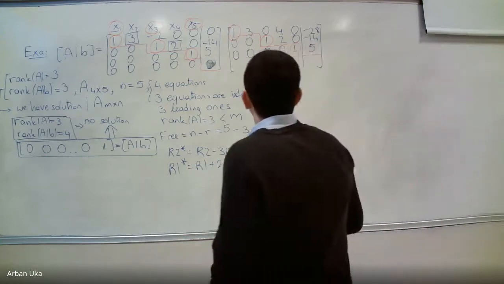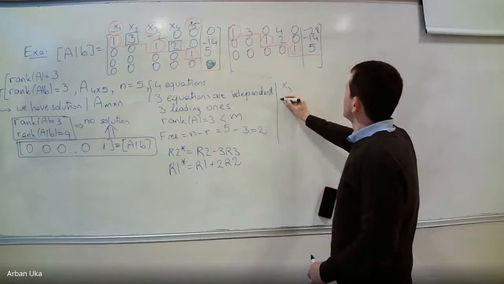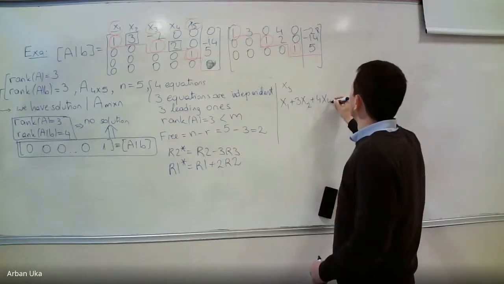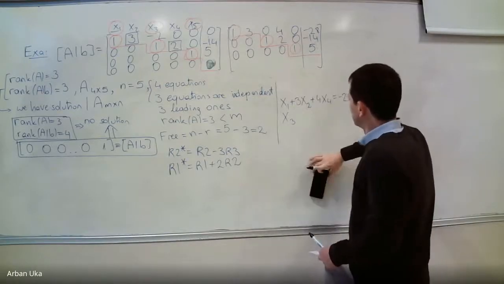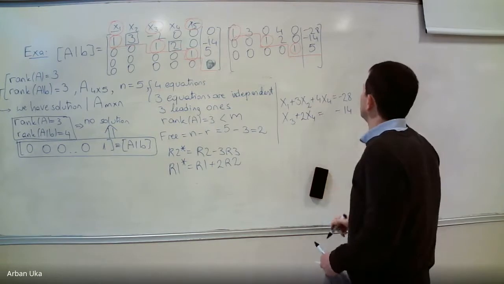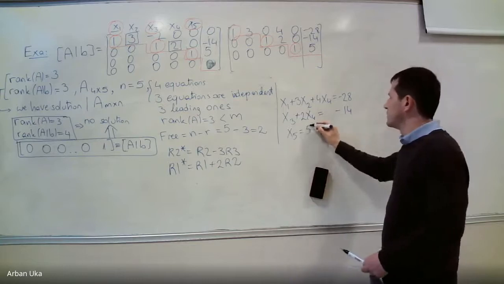If you write down the equations that we obtain from here, we have x1 plus 3x2 plus 4x4 is equal to minus 20. That's correct. And then x3 plus 2x4 is equal to minus 14. And the rest, x5 is equal to 5. That's true.